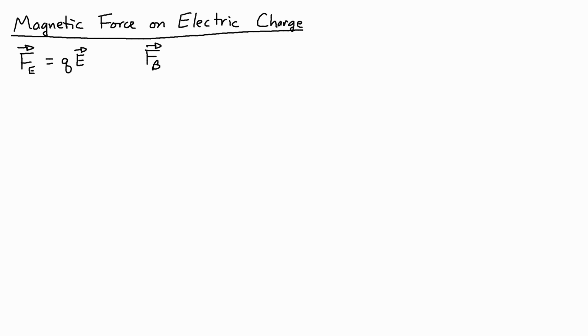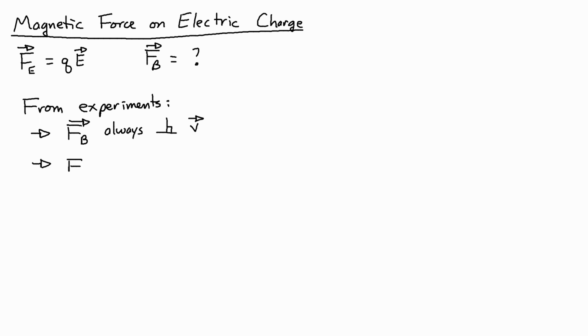So I'm going to use the subscript B, FB is equal to, and I'll just leave that as a question mark for now. Based on experiment, we have realized a few different things about the magnetic force. The first is that the magnetic force is always perpendicular to the velocity of the electric charge. The second is that the magnitude of the magnetic force is proportional to the magnitude of the velocity. And so this symbol alpha means proportional to.